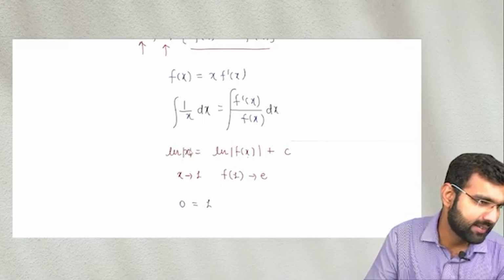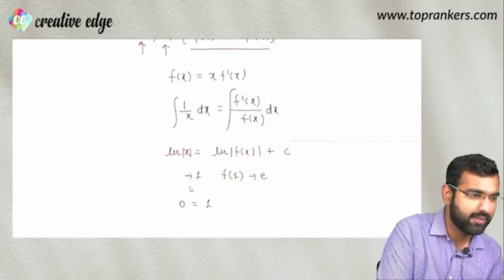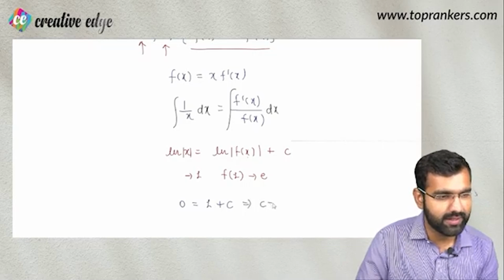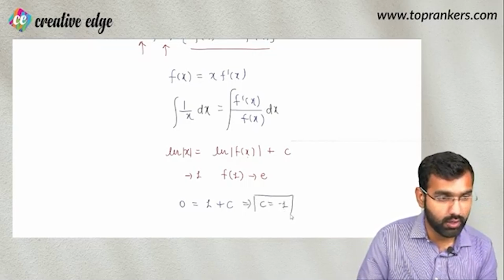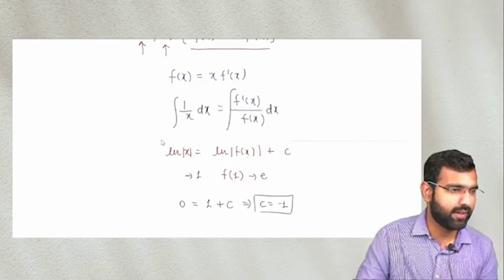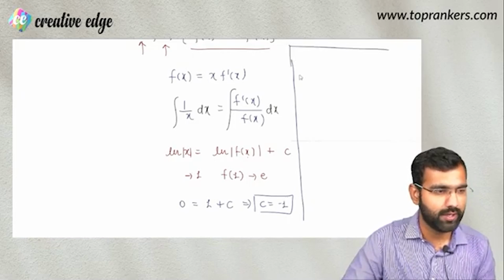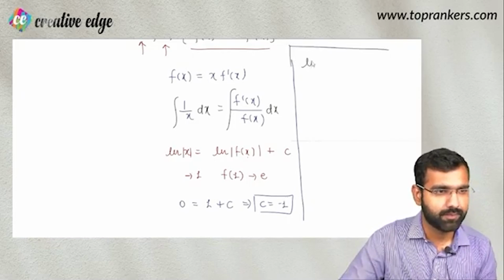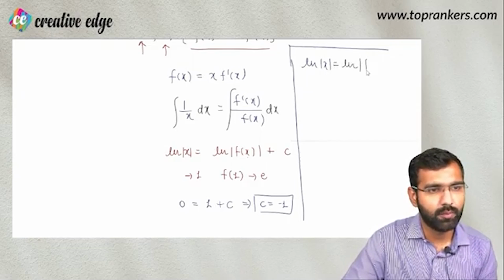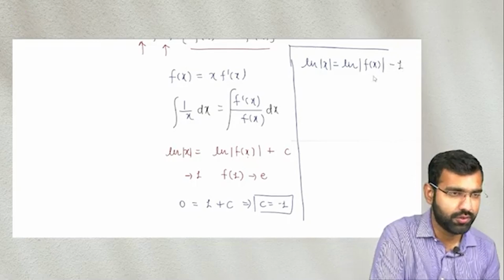This is ln x, right? I hope the value of x he gave is 1. Let me just recheck. Yes, he gave the value of x as 1, so ln 1 will be 0. Now this is plus c. So the value of c that comes out from here is -1. I hope you all are not getting confused with whatever I've written so far. Now if I simplify things, if I rewrite this function, it is clearly ln of mod of x equals ln of mod of f of x minus 1. That's the original function we have.